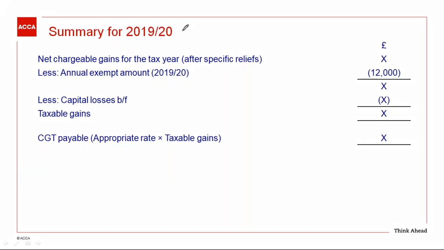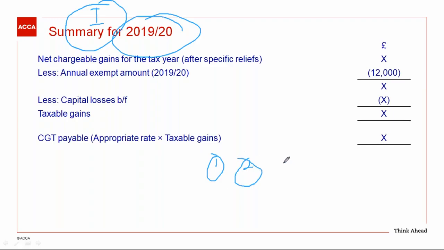Now, in a given tax year, for an individual, there is a tax year. If we are in the 2019-20 tax year, you need to find out the chargeable disposals that you have made during the tax year 2019-20. That means from 6th of April 2019 to 5th of April 2020. So say you have done three disposals during the tax year 2019-20. For each disposal separately, you need to calculate the chargeable gain or the allowable loss.